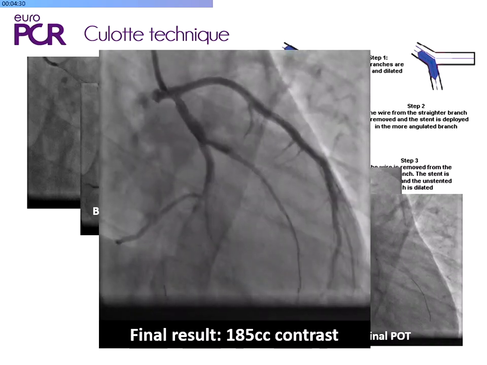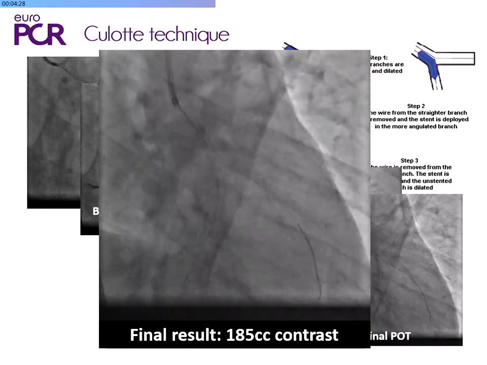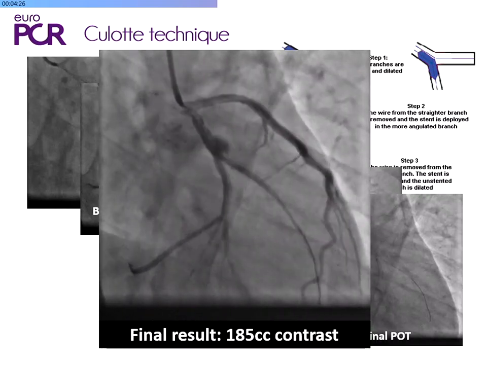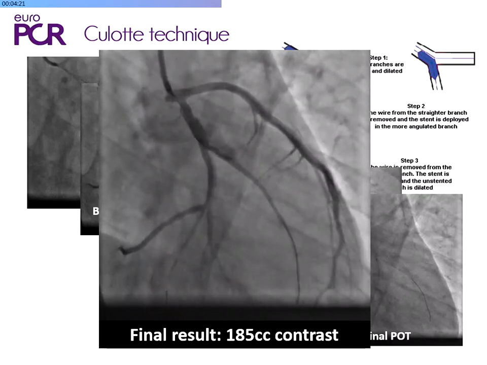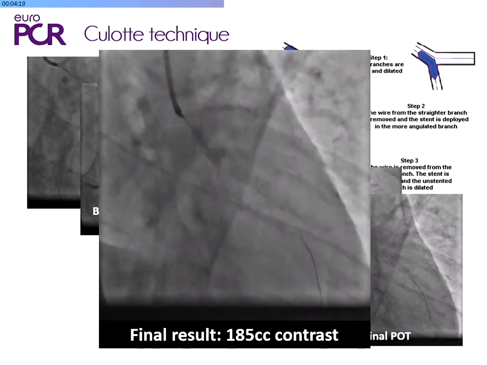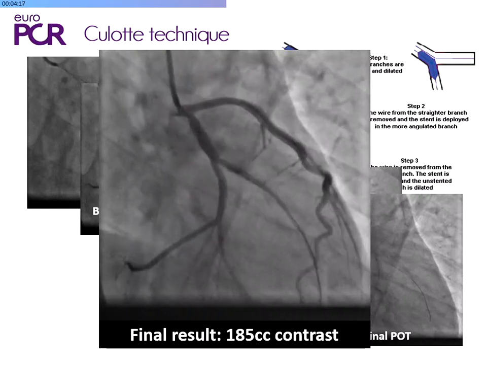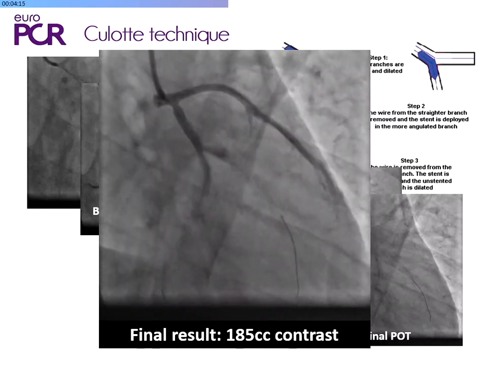And this is the final result. We have a TIMI 3 flow on obtuse marginal and circ. The aneurysm seems to be smaller, but it's always patent. The patient is stable, TIMI 3. ECG is normal, no chest pain. So we decided to stop at that moment.